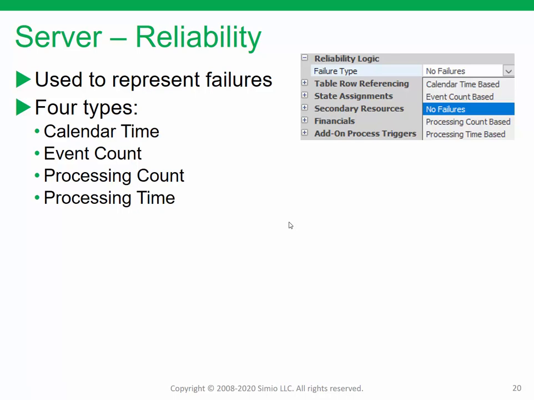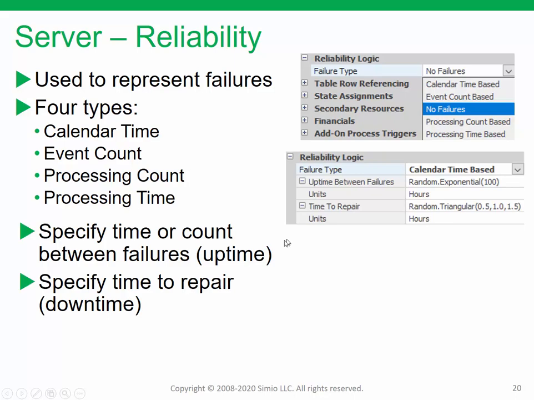Server reliability. The reliability logic in the standard server object allows me to model resource failures, for example machine failures, and there are 4 different types of failures supported. There's calendar time, event count, processing count, and processing time. And so basically what we're doing for any of these is we're specifying either the time for calendar time and processing time, or count based on for the event count or processing count between failures. So this is uptime, and we're also specifying a time to repair, so that would be the downtime.